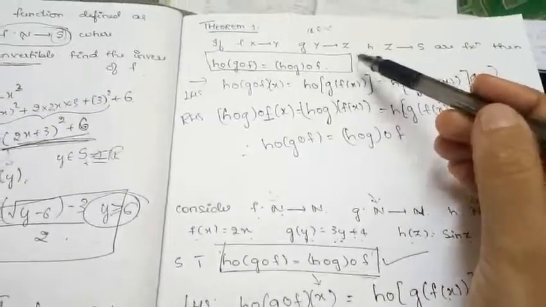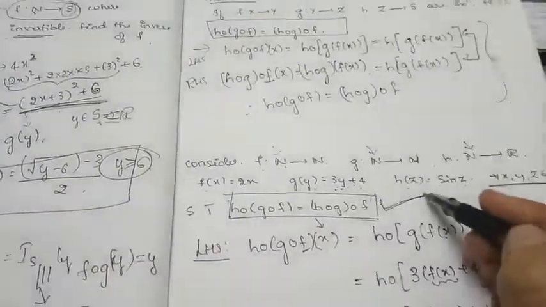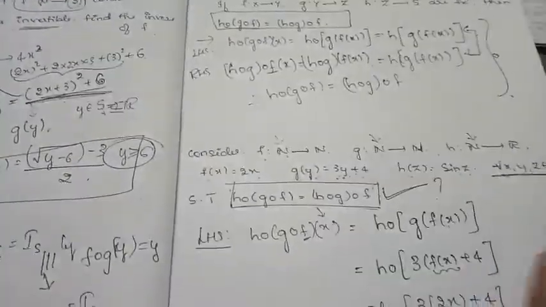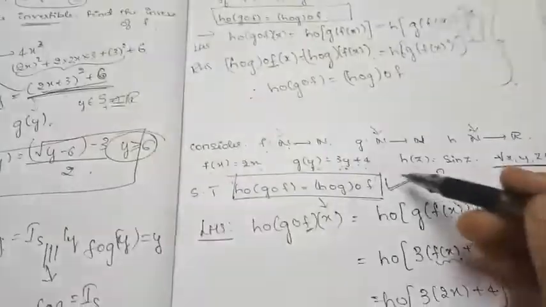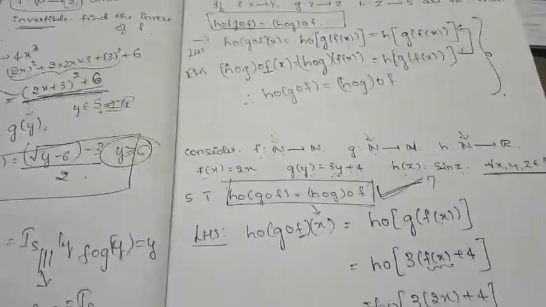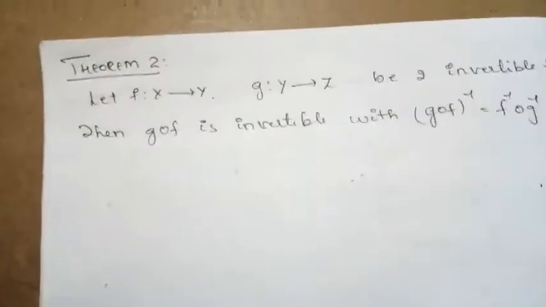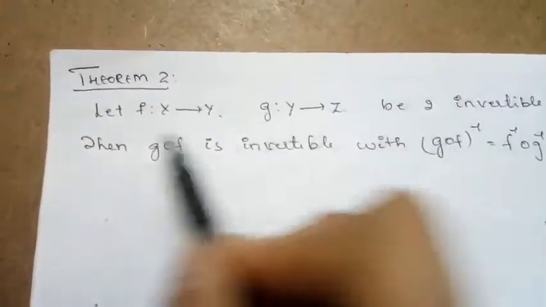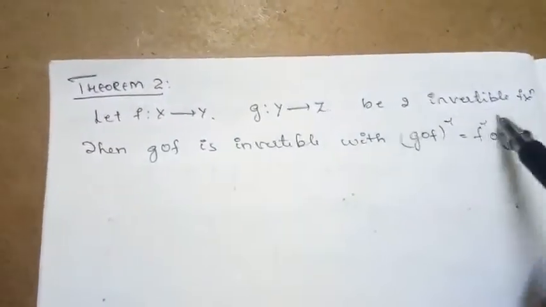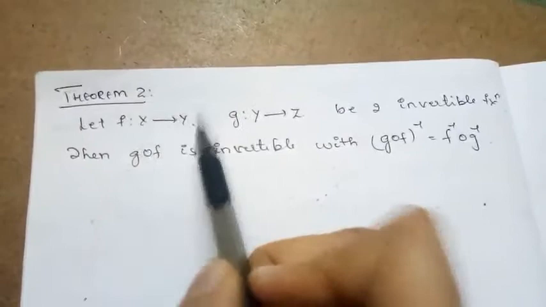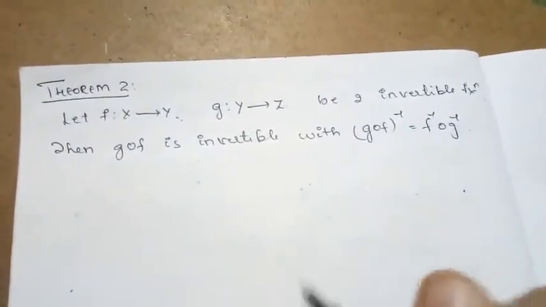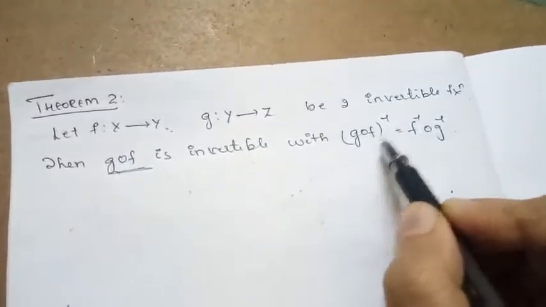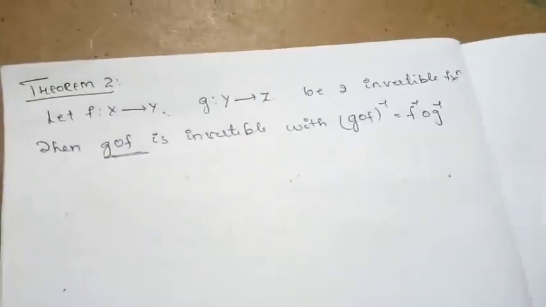This theorem is mainly useful for solving problems based upon composition of functions when three functions are given. The proof of this theorem is not that important, but solving problems based upon that theorem is very important. There is a next theorem based upon both composition and invertible functions. That is, f and g are two invertible functions where f is defined from X to Y and g is defined from Y to Z, and we need to show that g∘f is also invertible with (g∘f) inverse equal to f inverse of g inverse.